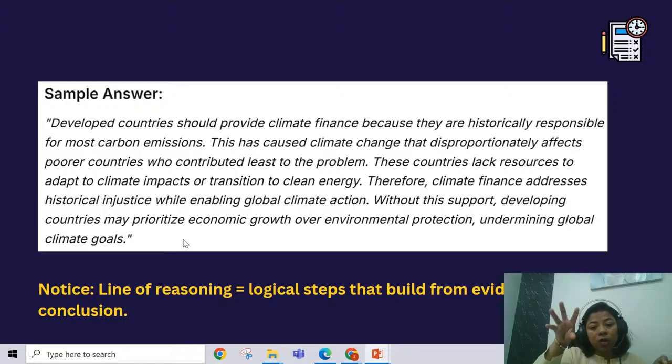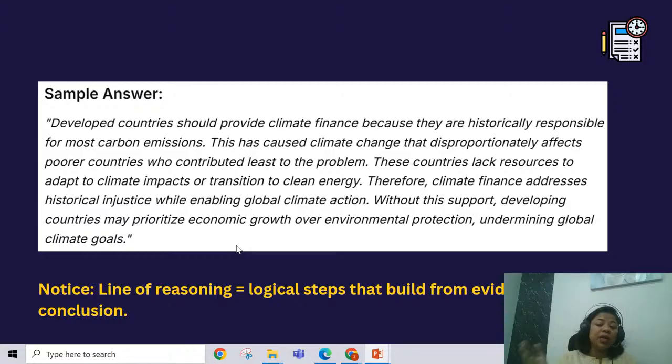Then you will put down the second reason, that this has caused climate change that disproportionately affects poorer countries who contributed least to the problem. These countries lack resources to adapt to climate impacts or transition to clean energy. Therefore, whenever you have to conclude something, you will use the word therefore, and there are many other templates that I'll be teaching you to use in the answers, how to structure your answer basically.